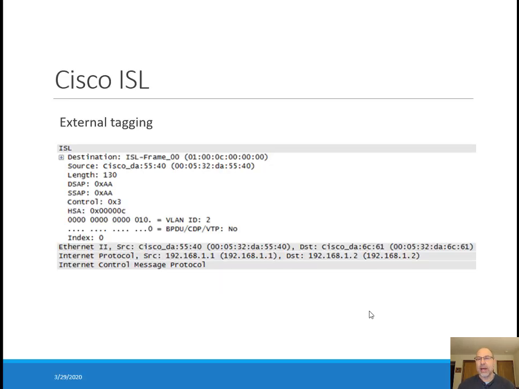And this is Cisco ISL, and the only reason I show you this is because all the switches are capable of doing it. This is what we call external tagging, and you can see that the tag is stuck in the front of the frame. It's also much larger than an 802.1Q tag.